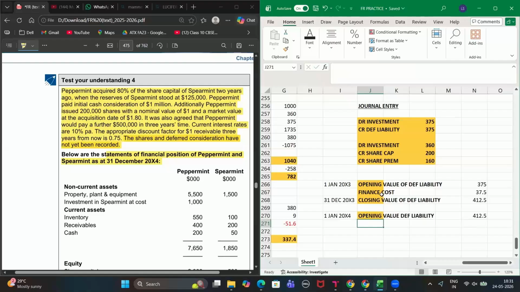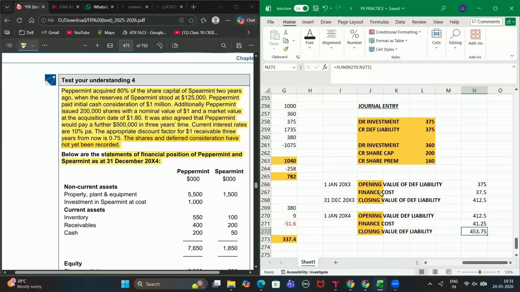What will be there in additional? As we move on further, we'll have finance cost. What is the finance cost? This into 0.1. What will it be? 41.25. So what will be the closing value of deferred liability? It will be the sum of 453.